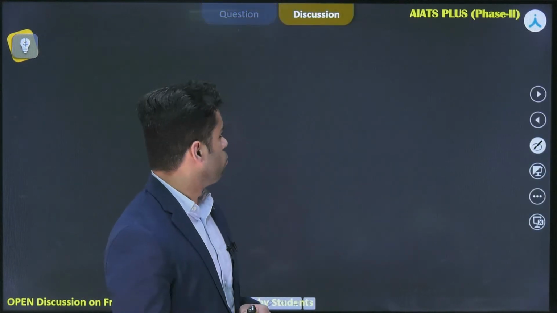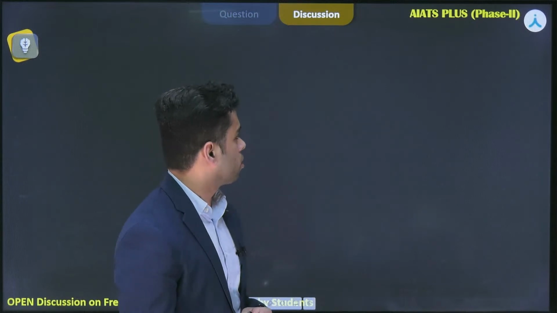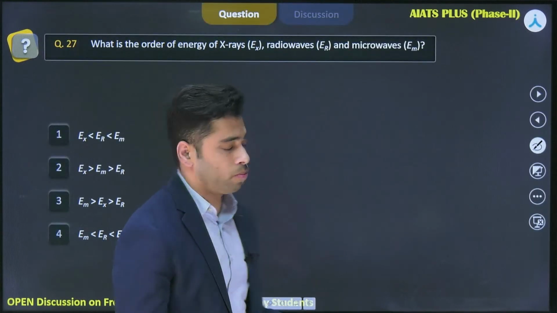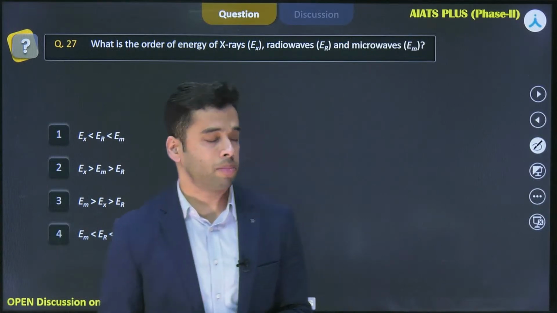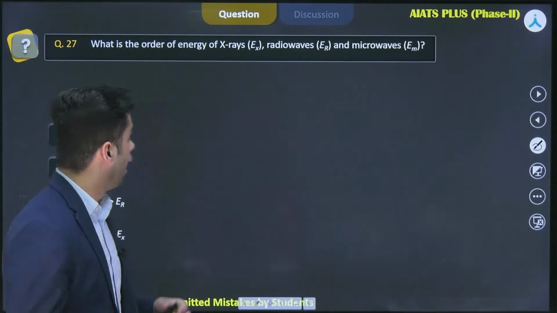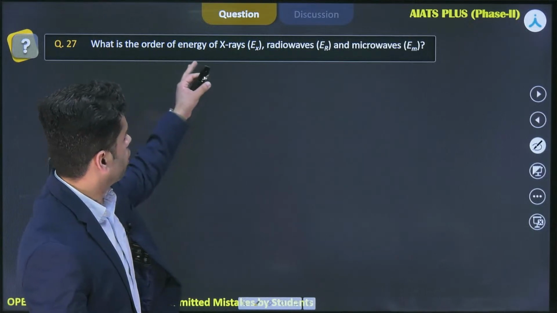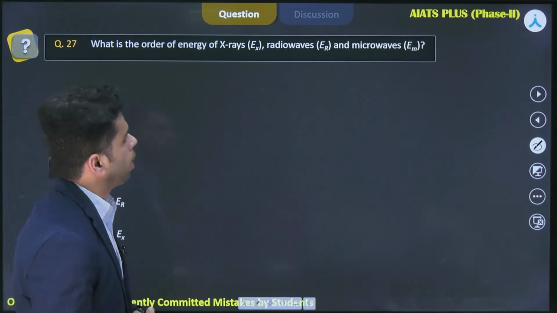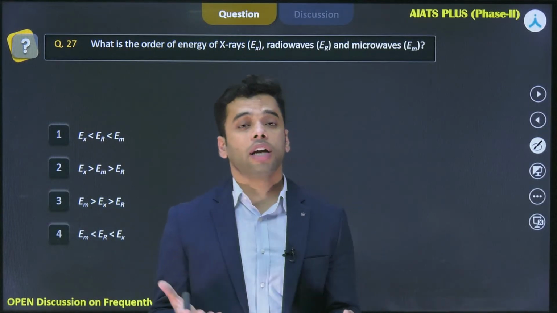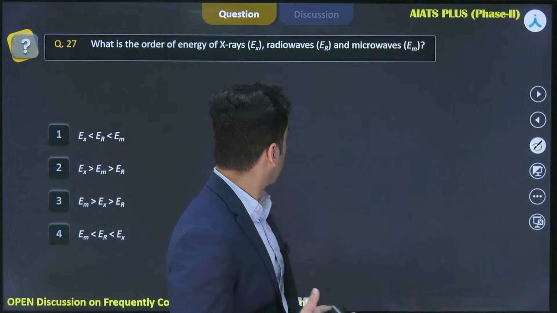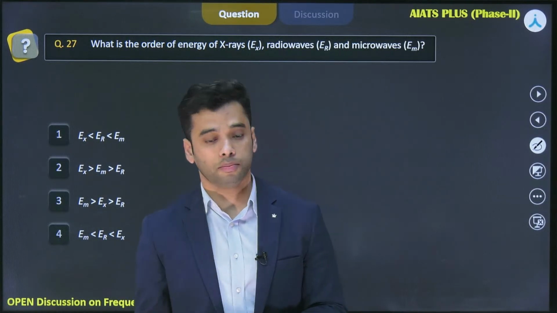Now let's move forward to the next problem of this session, and there you go. This problem is based on the chapter of electromagnetic waves, again a very important chapter from the point of view of NEET examinations. The problem says, what is the order of energy of X-rays, radio waves and microwaves? So you need to compare the order of energy of X-rays, radio waves and microwaves, right?